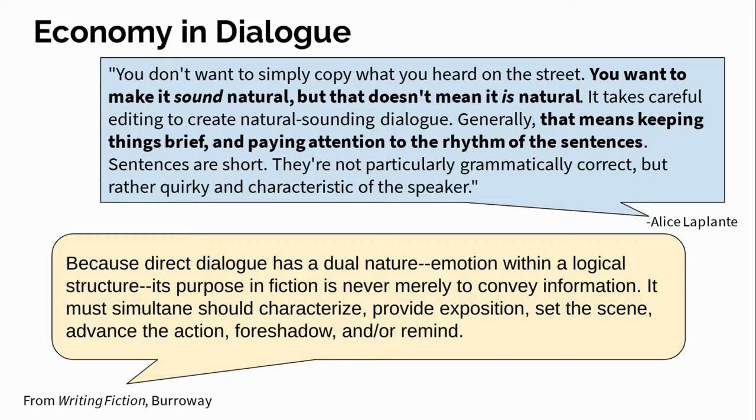Because direct dialogue has a dual nature, emotion within a logical structure, its purpose as fiction is never merely to convey just information. It must simultaneously characterize, provide exposition, set the scene, advance the action, foreshadow, and/or remind. You might not be doing all of those things in an exchange, but it shouldn't just do one thing. It shouldn't just give some information. It should do multiple things at once. So unlike description, where you're showing how a character is moving, in dialogue you're juggling multiple things at the same time.